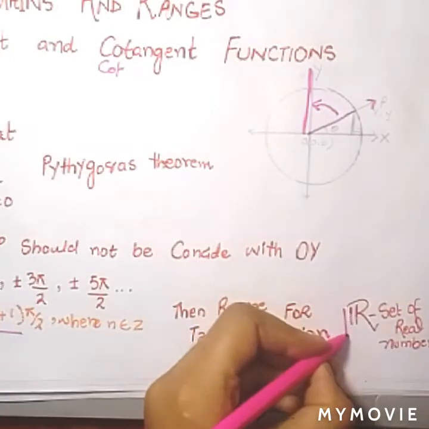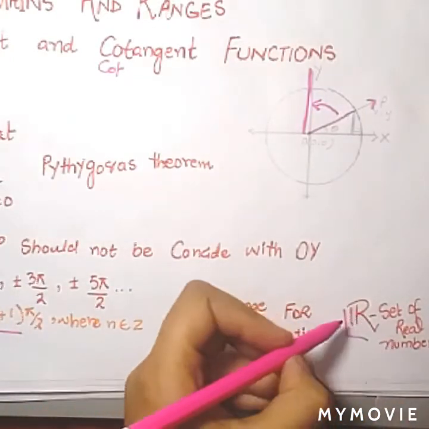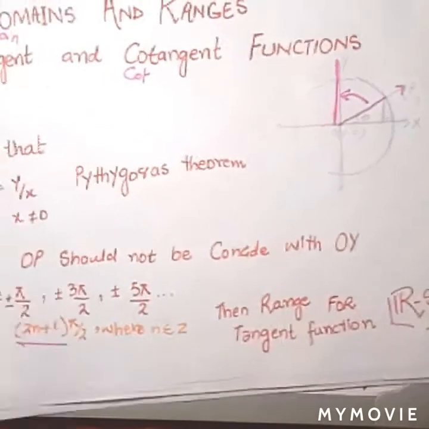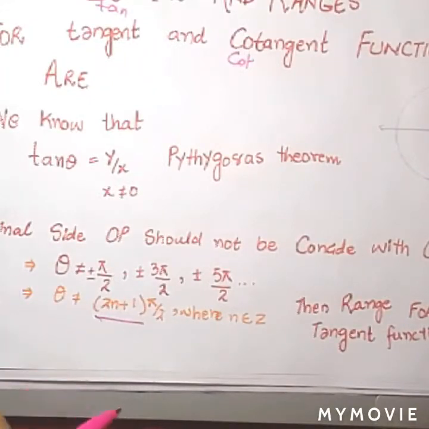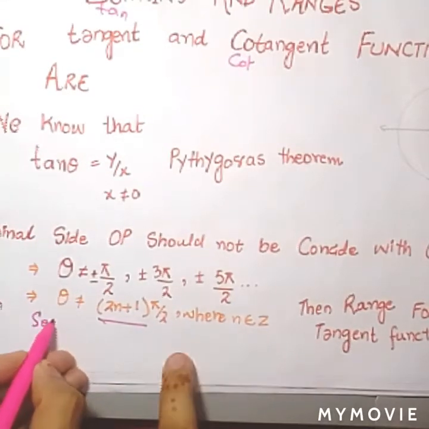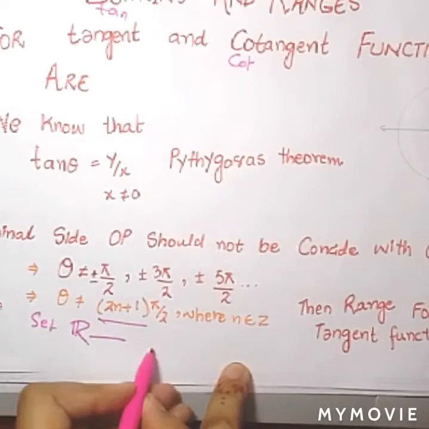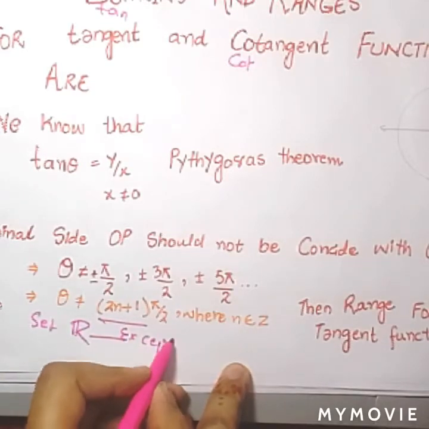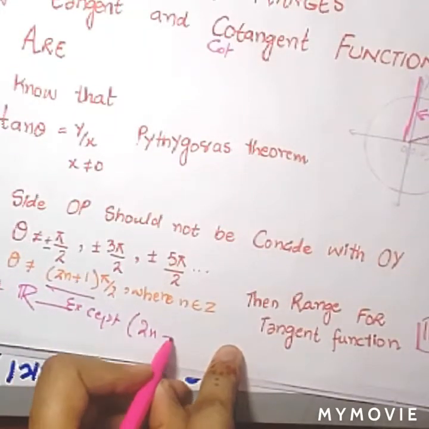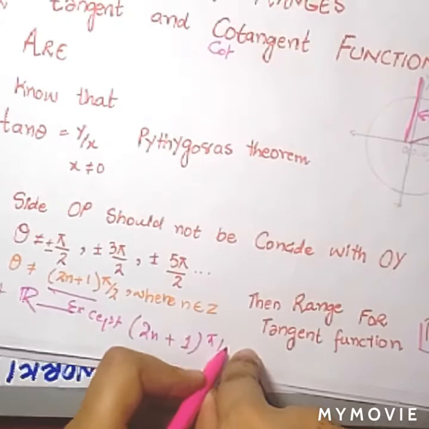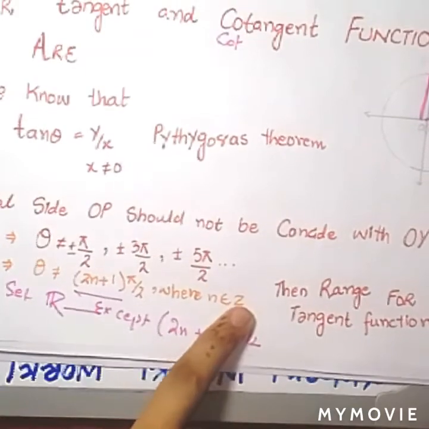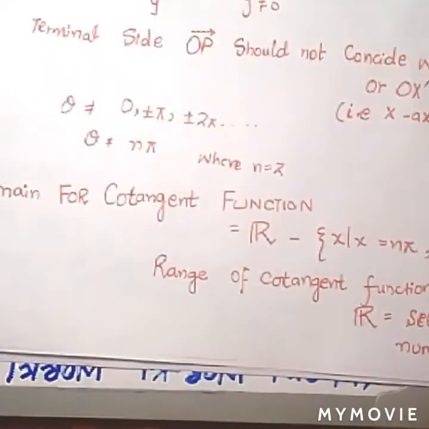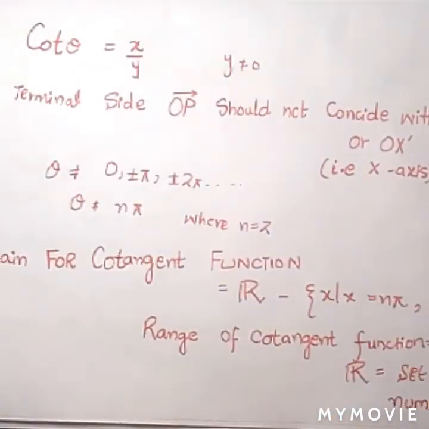The set of all real numbers is denoted by the symbol R, written with a double line. Remember it in your mind. When we provide the proper domain, theta is not equal to (2n plus 1) pi by 2, so the set of all real numbers except these values is the domain. You can write it using "except". Here n is an element of the whole numbers, and Z is used for whole numbers. Then the range is the set of all real numbers.